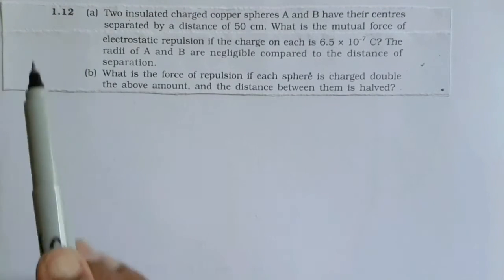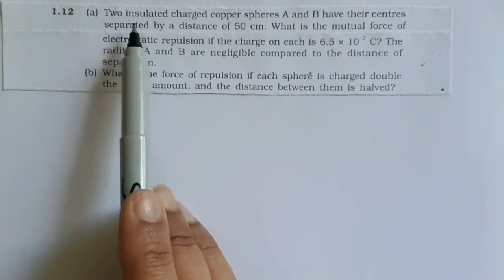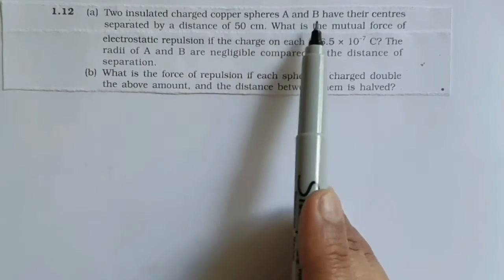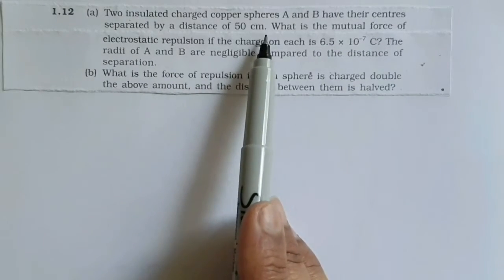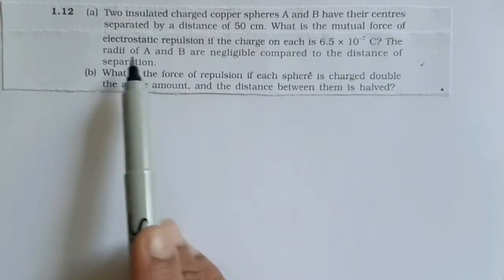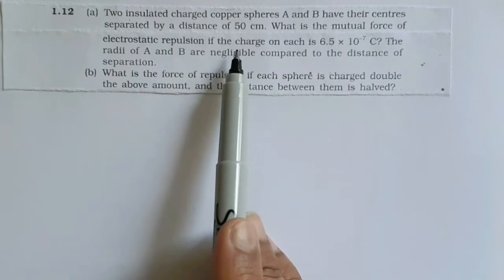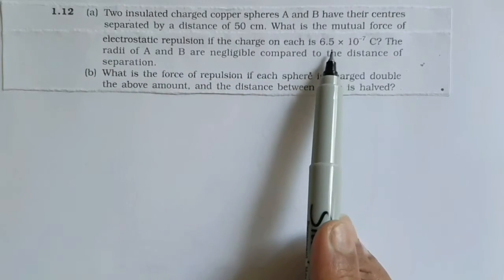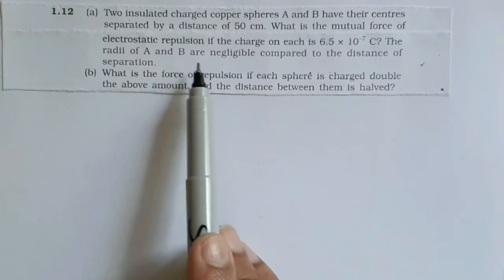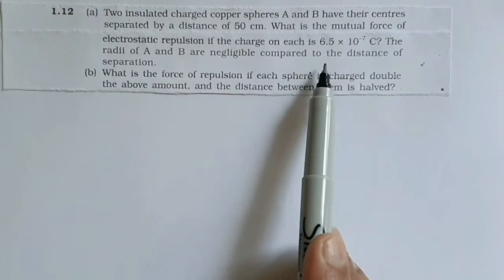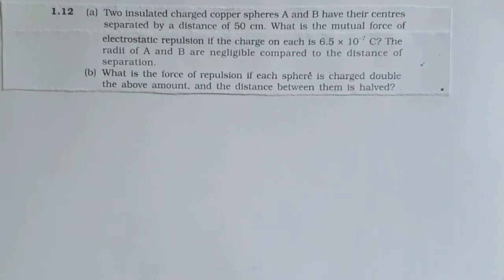Question number 12. A. Two insulated charged copper spheres A and B have their centers separated by a distance of 50 cm. What is the mutual force of electrostatic repulsion if the charge on each is 6.5 into 10 raised to minus 7 coulomb? The radii of A and B are negligible compared to the distance of separation.